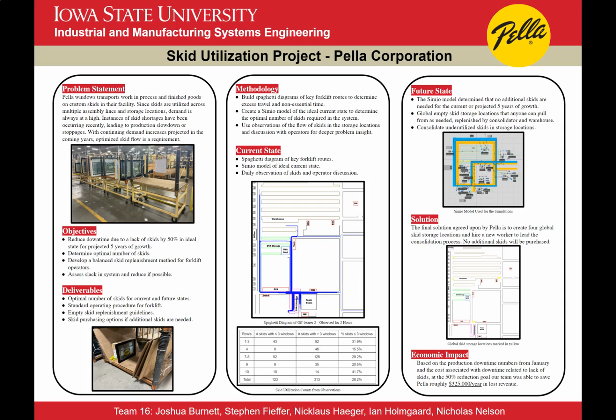And then we also used daily observations. The table on the bottom of the middle column shows those observations gathered with the number of skids that were underutilized in the warehouse. And we also talked to operators, and one of the main points of the operators that we found was the DVA area needed to be improved to help free up skids.